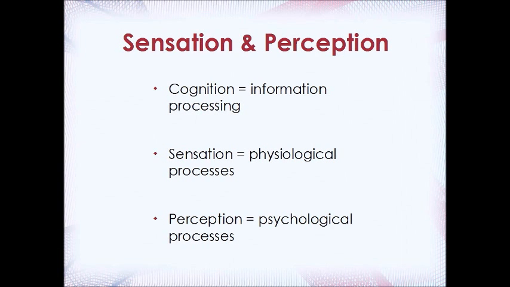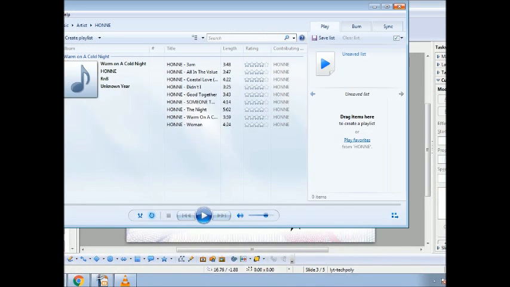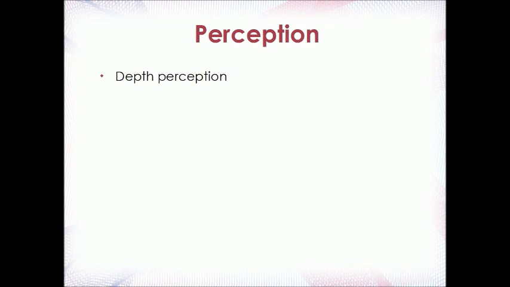But I know we're going to talk about perception in this lecture, which is the psychological processes that happen in your brain that help you to make sense of the universe. There are a couple of different types of perception, different ways that your mind figures out the world around it, and I'm going to talk about a couple of those now.